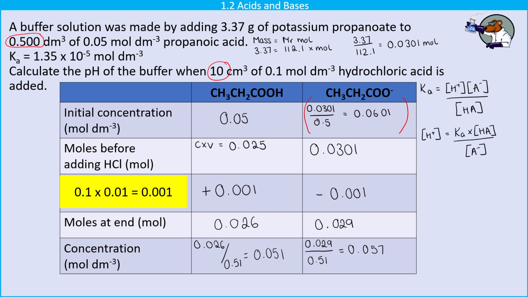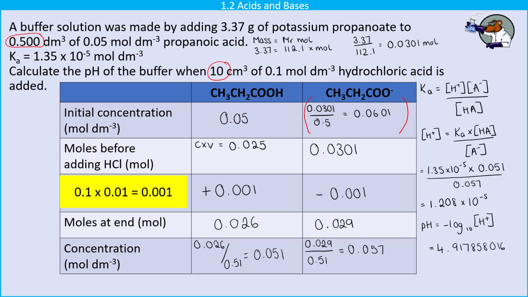So we can rearrange that to make the hydrogen ions the subject, and then evaluate that to find out that we've got a concentration of hydrogen ions of 1.208 times 10 to the minus 5. And then we know that pH is negative log base 10. And if we do that, we get this long string, which we're obviously going to round to 2 decimal places.